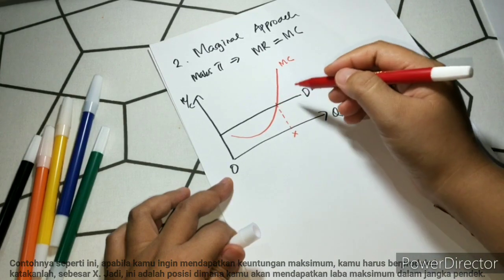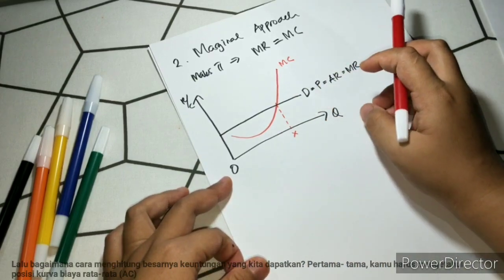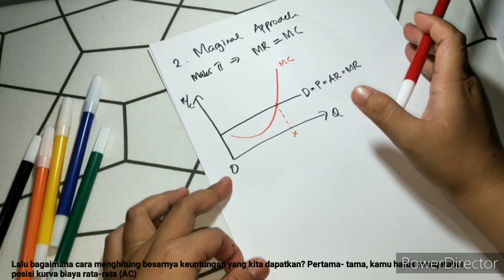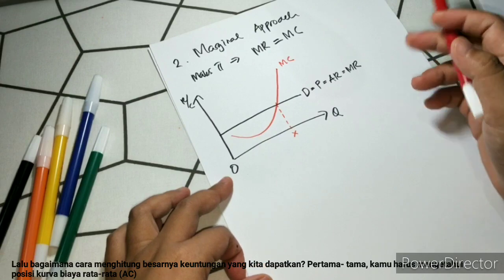You will get the maximum profit in the short run, of course. So how to calculate how much profit you get? First, you have to know the location of your average cost curve.